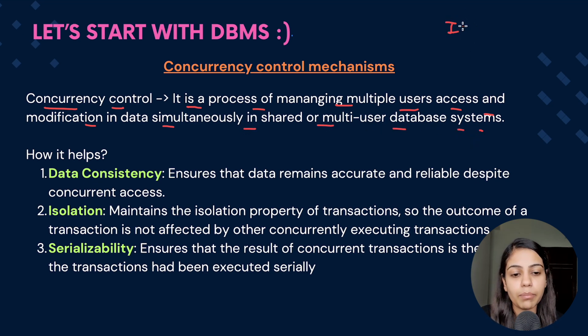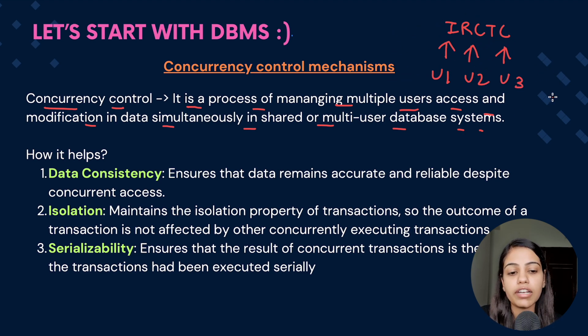Now consider an example of IRCTC. In this IRCTC, at a given time, there are multiple users who are going ahead and booking tickets for themselves. Since there are multiple users booking tickets, we can call it a multi-user system. Here, this IRCTC database would be getting updated or modified by multiple users. So we can say that this particular database is a multi-user database or a shared database.